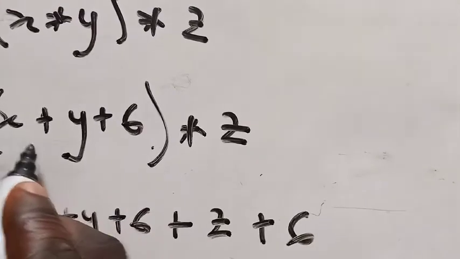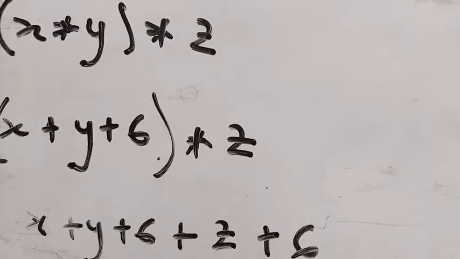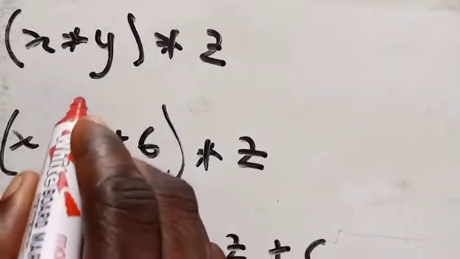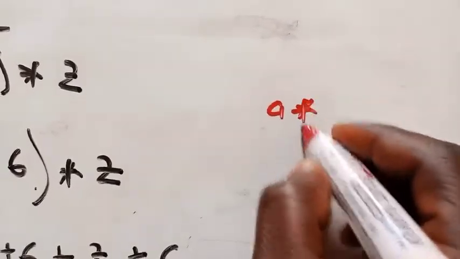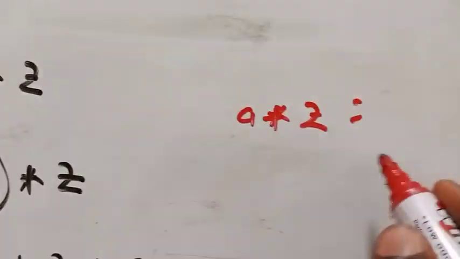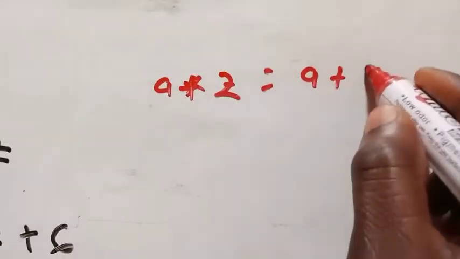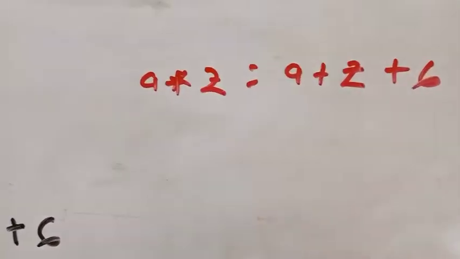Maybe if this will worry you, you can represent it by any letter. So let's say we choose to represent it by A, right? So it means that we are going to have A operation Z, which will be equal to the first person, that is A, plus the second one, Z, and then plus 6. This is what we are having.